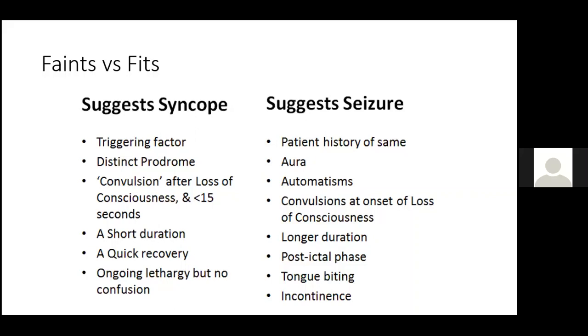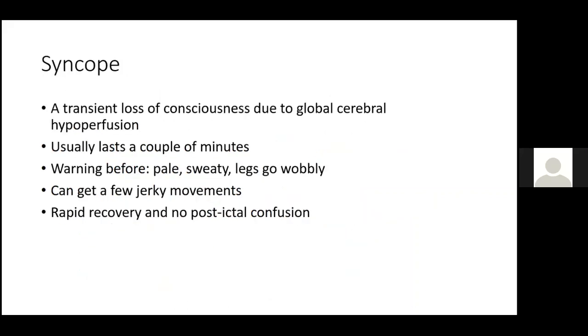And then a seizure could be recurrent. They might have some aura beforehand, so visual aura, auditory, they might have a particular smell, automatism, convulsions at the onset of the loss of consciousness, whereas the other one is convulsion after the loss of consciousness. Longer duration, and then post-ictally, they'll be very tired and confused, tongue biting, incontinence. So there's some of the difference between a syncope and a seizure.